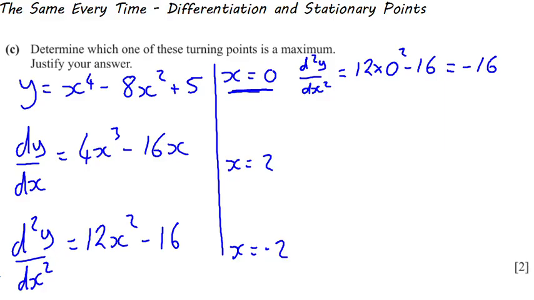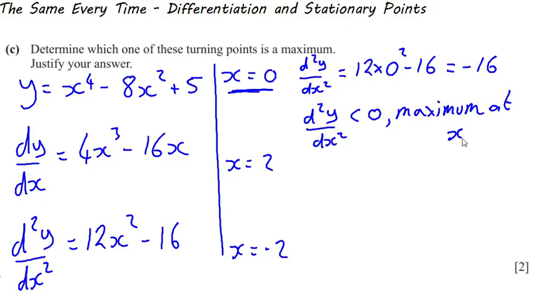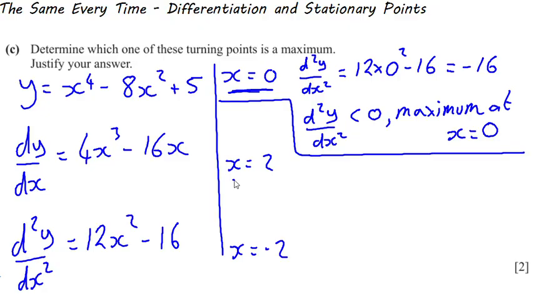But they do say justify your answer, so I'm going to write down some explanation here. d2y by dx2 is less than 0, so maximum at x equals 0. We should check the others, the x equals 2 and the x equals negative 2, because if we do find any other maximums, then we've probably gone wrong because the question says which one of these turning points. So at x equals 2, let's just check this.